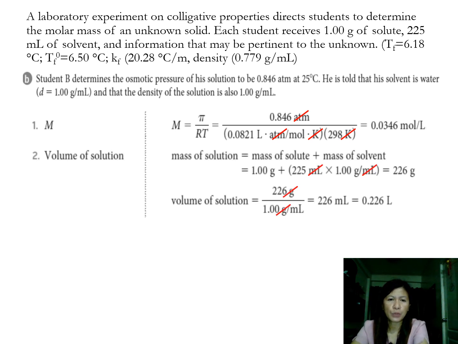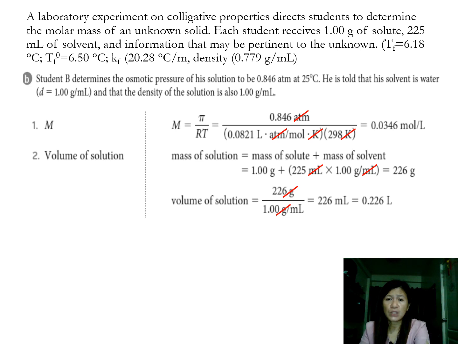We now compute for the volume of the solution. For the volume of the solution, you simply add first the mass of solute and the mass of the solvent. The mass of solute is 1 and the mass of the solvent is 225 times 1 because of the density 1 times 1 gram per ml. That will give you the same mass, 225 gram. Multiply that or add that by the mass of solute 1 gram. You will have 226 gram as the mass of the solution.